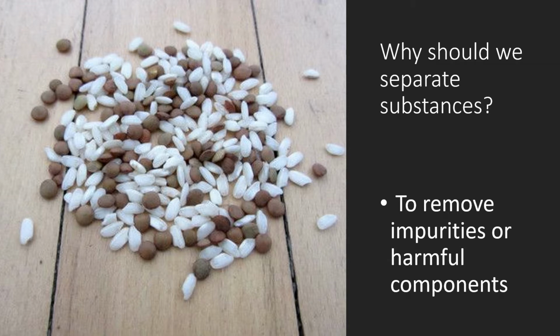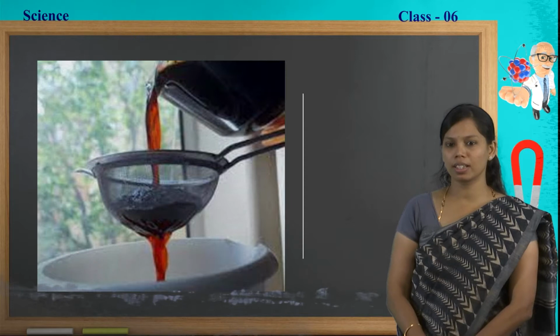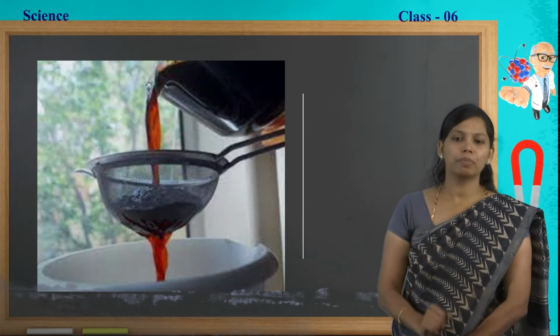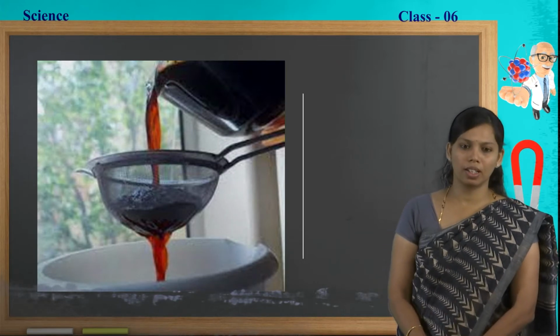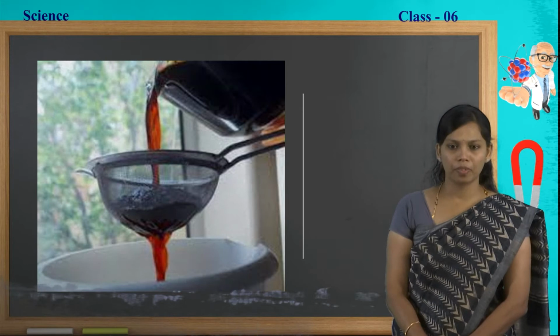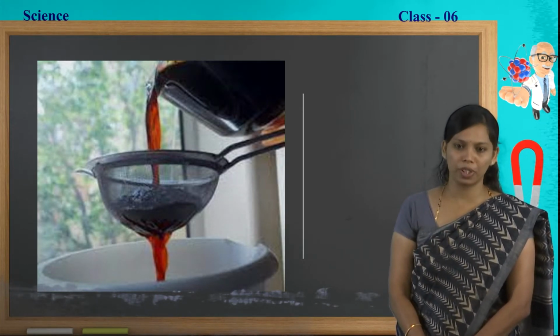Now, we shall see another instance. Look at the picture now. What is that? It is separating the tea leaves from the liquid tea using the strainer. Why should we do like that? Why can't we drink it in the same way? We can't eat the tea leaves, isn't it? Because it is a non-useful component.